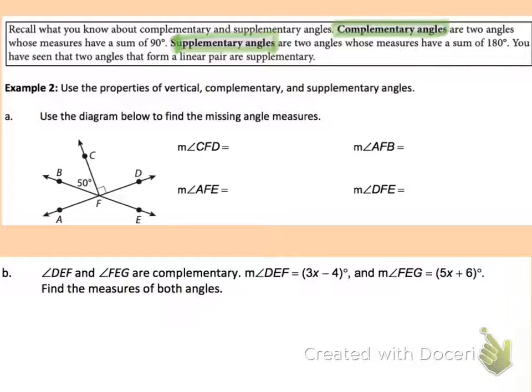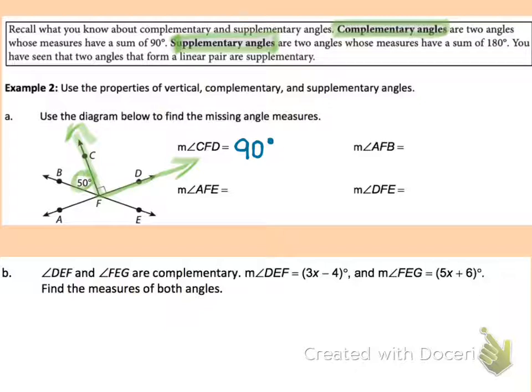So the first example says use the properties of vertical, complementary, and supplementary angles and use the diagram below to find the missing angle measures. This is where we want to make sure we're drawing on our picture and labeling everything we know. First of all, we know that the angle that was given is 50 degrees, so we've got that one. And we're trying to find CFD. Actually, CFD, if they're asking for that one, that's this angle right there. And we can already tell that that's 90 degrees because that makes a right angle.